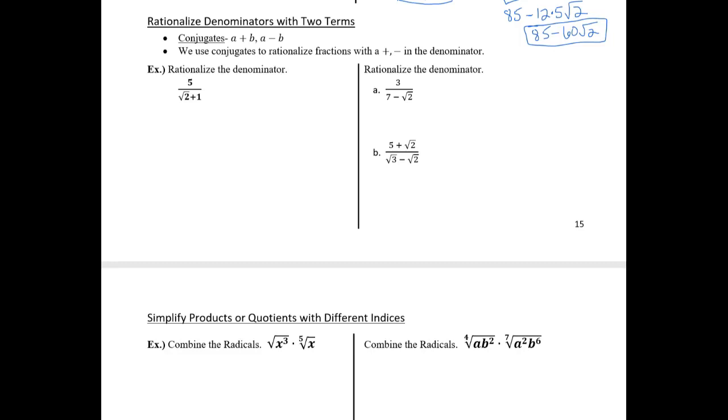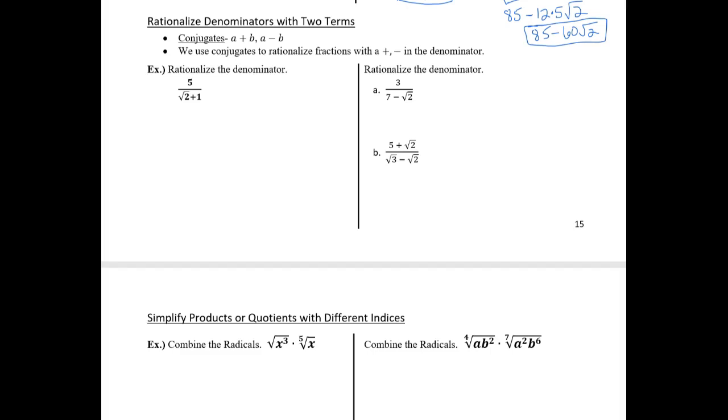In this video, we are going to be talking about rationalizing denominators with two terms. So we have talked about rationalizing denominators with one term in previous videos. This is specific to two terms because when we multiply with two terms, it gets a little bit more complicated. So the question is, how do you get rid of that radical when you're multiplying with more than one term? And the answer is conjugates.